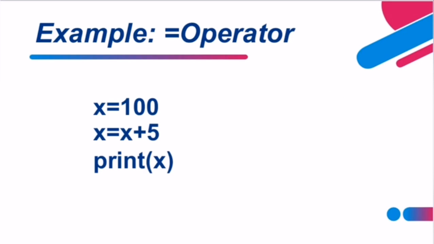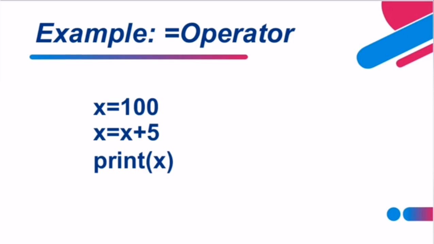More examples of the assignment operator. Let us consider this program. x equal to 100. This means x is assigned 100. x equal to x plus 5 means 5 is added to x, and the result is assigned to the variable x itself. Print x, and the value of x is printed on the screen.